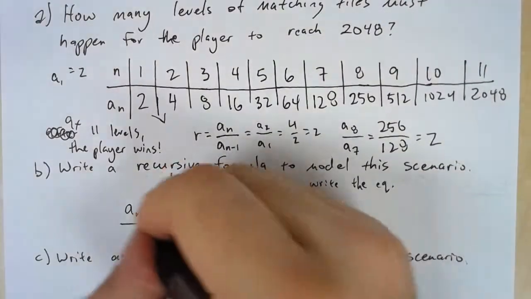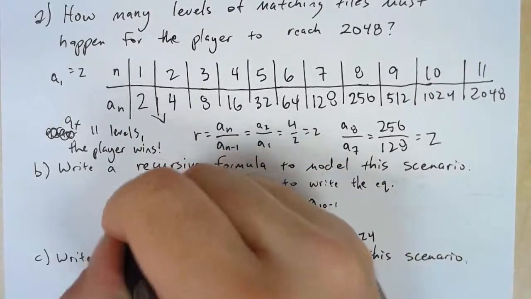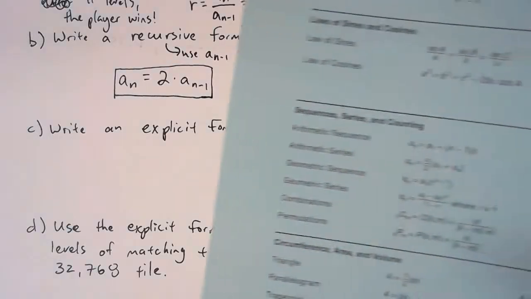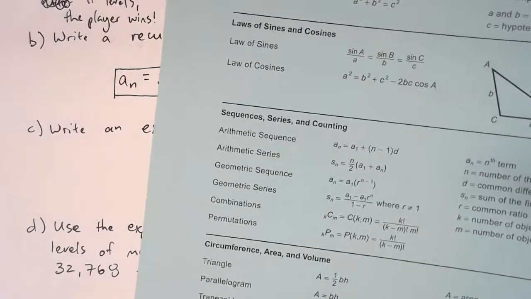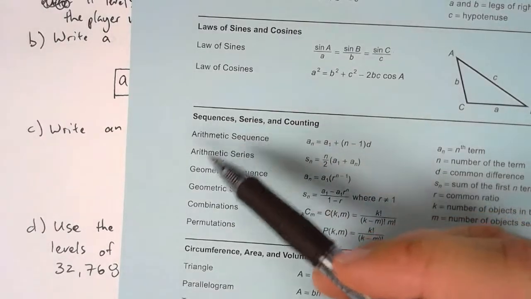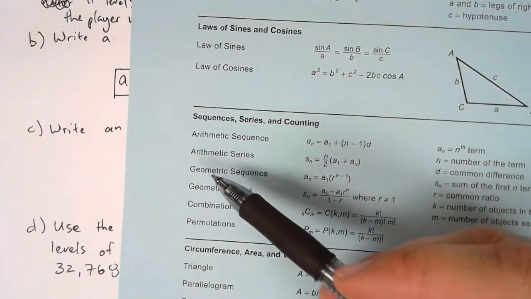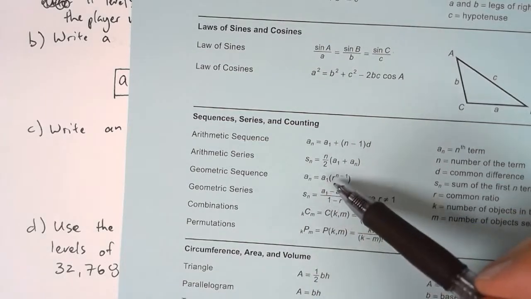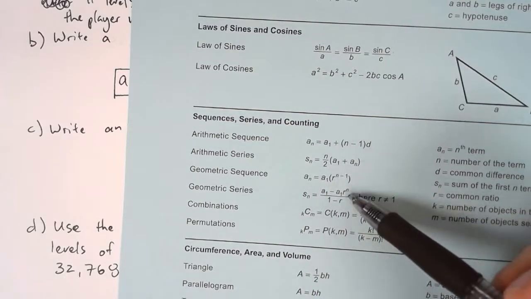Okay, so this is our recursive formula because it uses the previous one. When they say write an explicit formula, we don't want to use n minus 1, we just want exactly what it is if we just plugged n in. So we go to our formula sheet and look for the term geometric sequence. There's arithmetic sequence, arithmetic series, we'll talk about that next. Geometric sequence is right here: a sub n equals a sub 1 times r to the n minus 1 power.